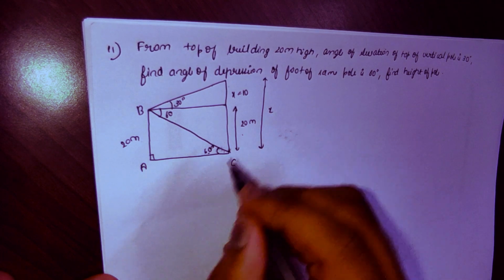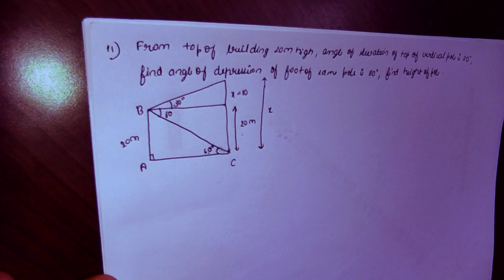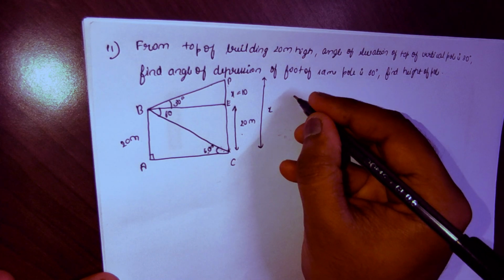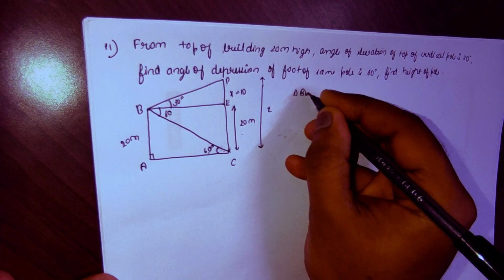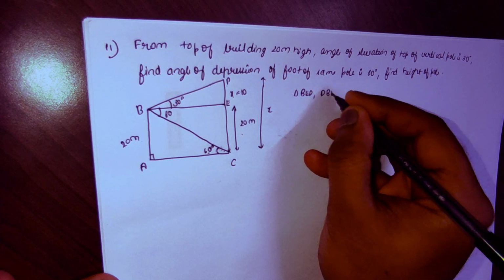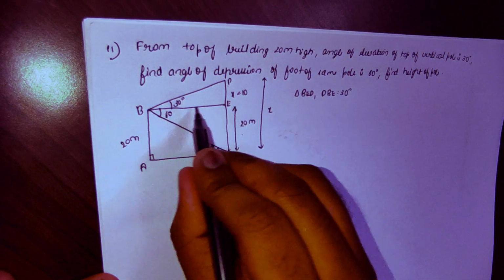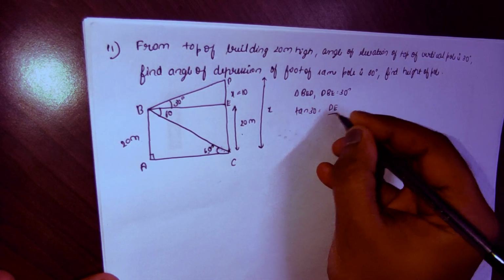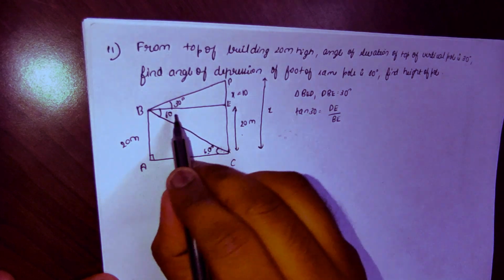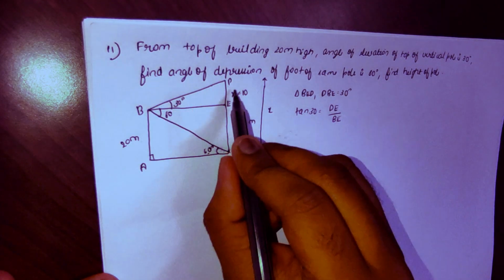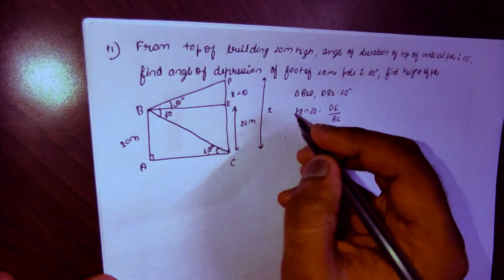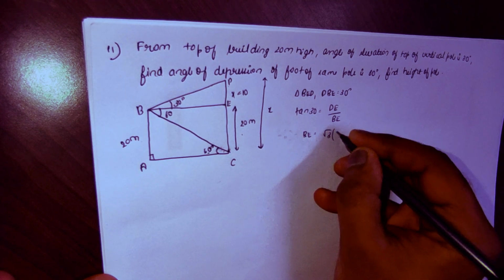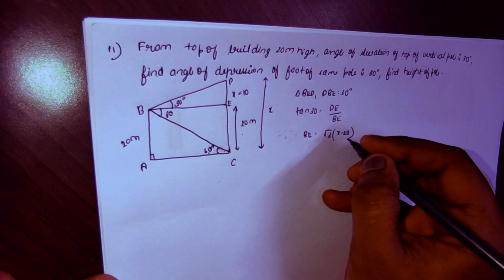We'll first consider triangle BED. We'll consider this as E and this as D. In triangle BED, the angle at D is 30 degree. We know the angle of elevation is given as 30 degree. Tan 30 is equal to DE by BE, that is opposite by adjacent. Opposite is DE, adjacent is BE. When you substitute the value, we will get BE is equal to root 3 into x minus 20.